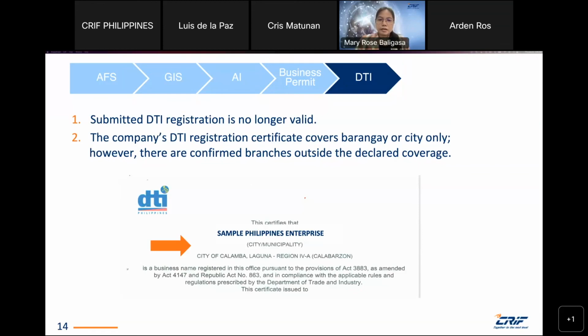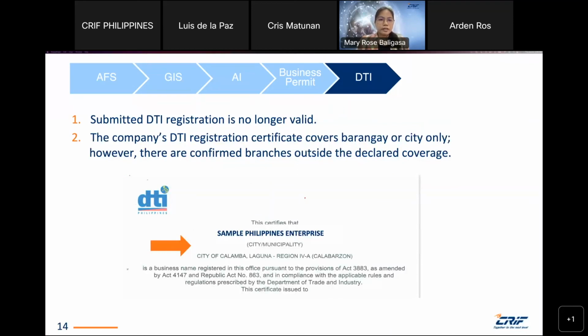If you're a corporation and your issue falls under GIS or AI, you may coordinate with your corporate secretary and or the Securities and Exchange Commission. So the Securities and Exchange Commission might suggest you provide them a revised copy of your GIS or amendments to your Articles of Incorporation if needed. But if you're a sole proprietorship at ang problema mo is yung una, you may coordinate with DTI to guide you in this kind of scenarios.